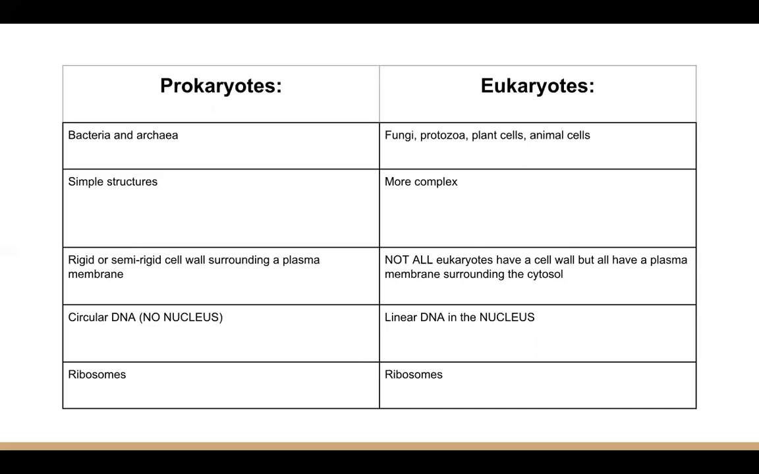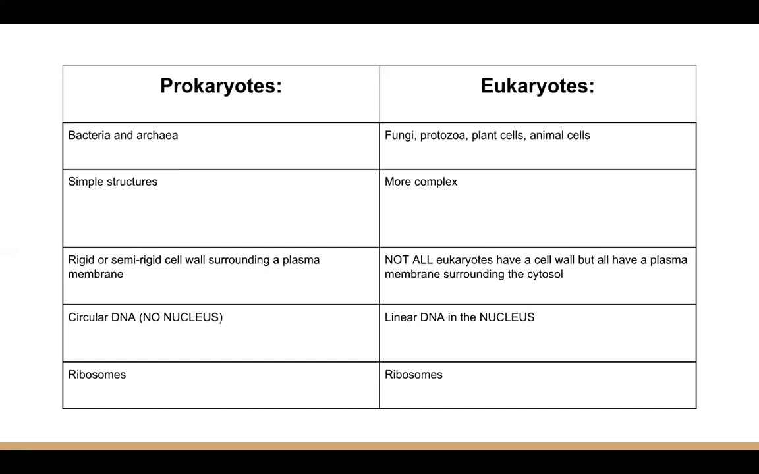Prokaryotes have a rigid or semi-rigid cell wall surrounding a plasma membrane, whereas eukaryotes, some have cell walls, but not all eukaryotes have a cell wall. They all have a plasma membrane surrounding their cytosol, but not all eukaryotes have a cell wall. I know that question has shown up, I think, on both of your exams, and it was a tricky one. Make sure you know that not all eukaryotes have a cell wall.